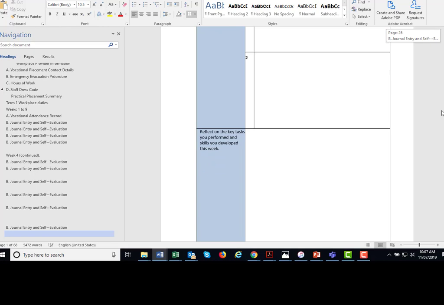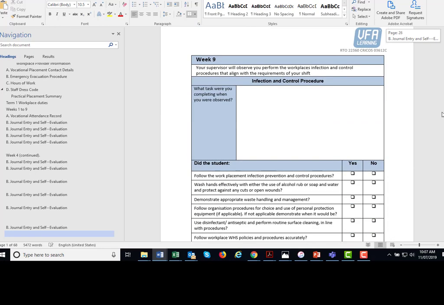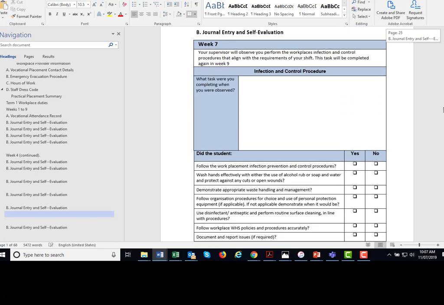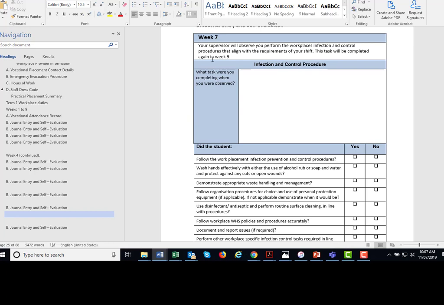in weeks 9 and 7, I've actually put a checklist in there. So your supervisor will observe you performing the workplace infection control procedures that align with the requirements of the shift. It doesn't say in the training package that it has to be the assessor doing it. We are still getting the assessor to do one, but we're getting the supervisor to do 2 of them, where they're just supervising the infection control procedures that are relevant to that shift, and they just tick off whether they've done it yes or no.